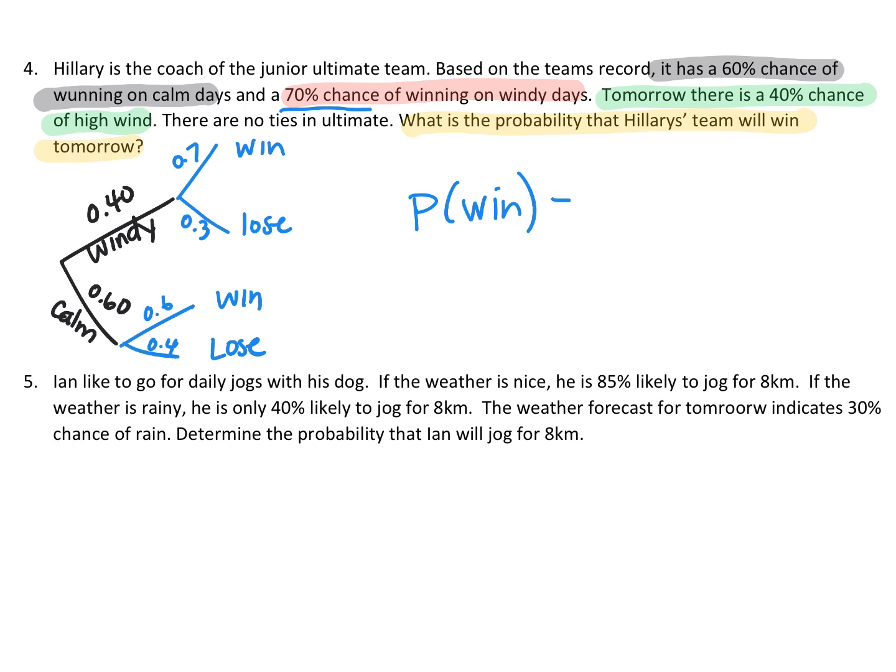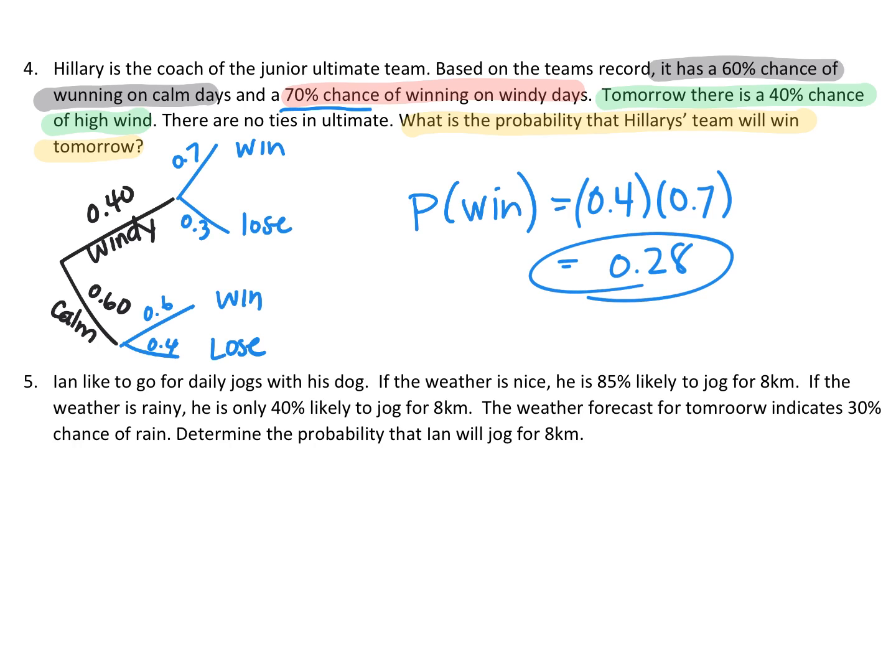Well, this isn't actually a fancy conditional probability question. It's just the probability that they will win on this day when there's a 40% chance. So basically, it's windy today. We're on this branch and we're going to win. So my probability is 0.4 times 0.7, which is 0.28. Okay, simple as that. So I want you to go ahead and practice with some of these tree diagram questions. And if you have problems, just ask.